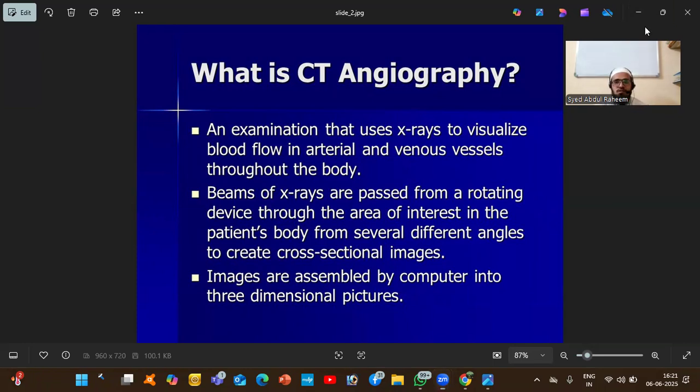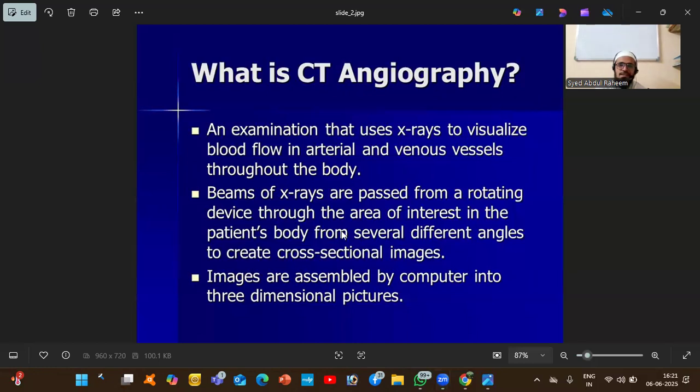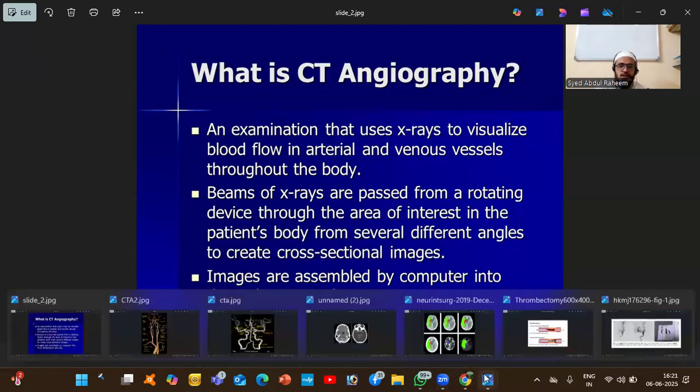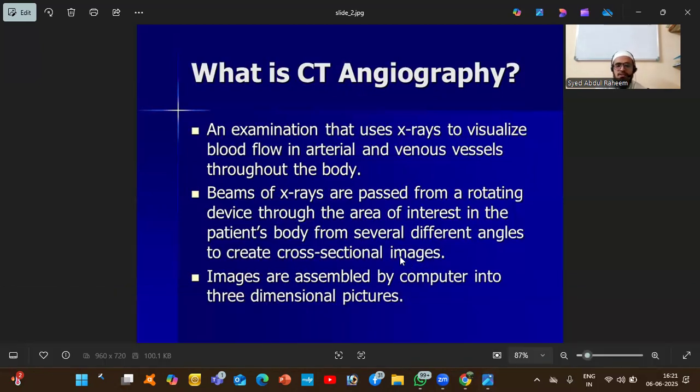So here three things we'll discuss. One is CT angiography, and after that we'll discuss CT perfusion, and another thing is thrombectomy, because it is a part of stroke. So that's the reason I am explaining here. For a basic idea, we have to know about these related things.